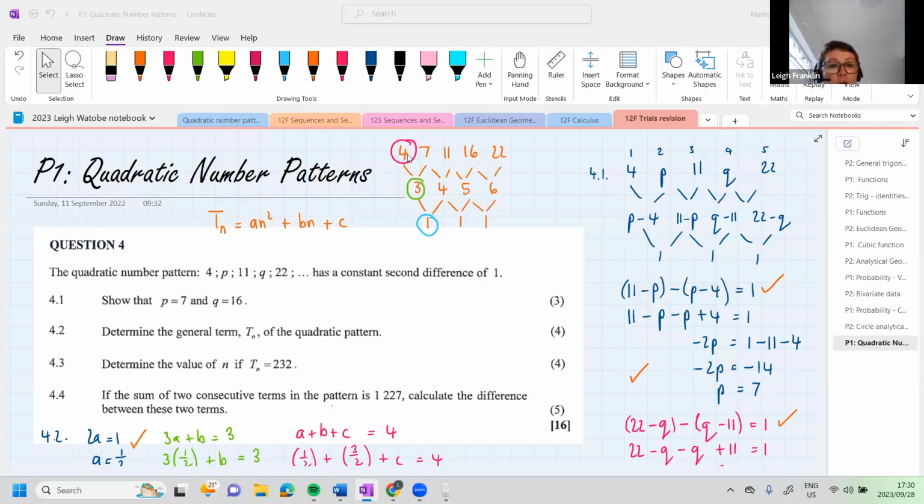Now, obviously, it can't be the first, second, third, fourth or fifth terms that have been added together, because when we add these consecutive terms we get a big number, 1,227. Then when they say calculate the difference between these two terms, they want us to work out the value of those terms and then say the bigger term minus the smaller term, and that will give us the difference between them. So in other words, the difference between term 7 and term 4 would be 3.